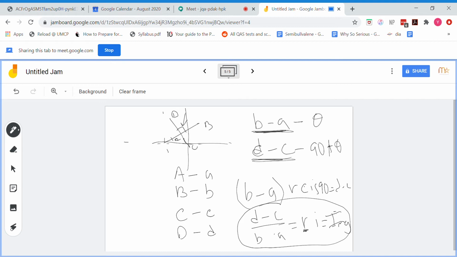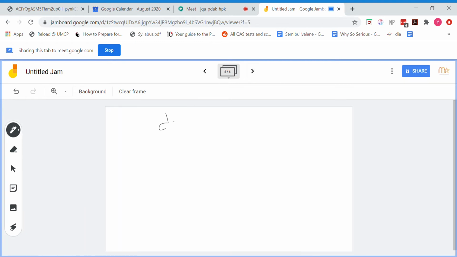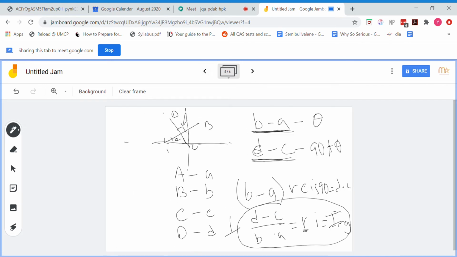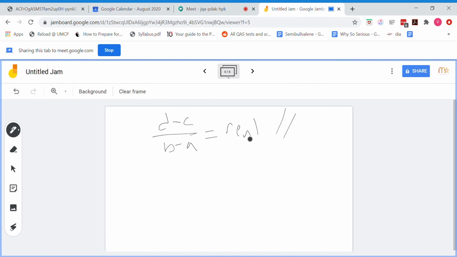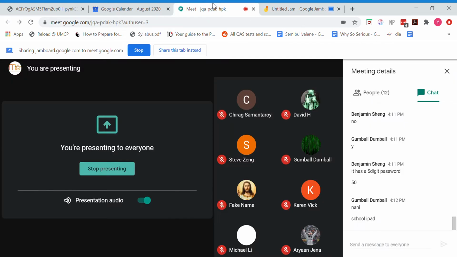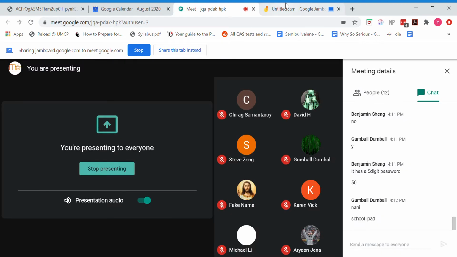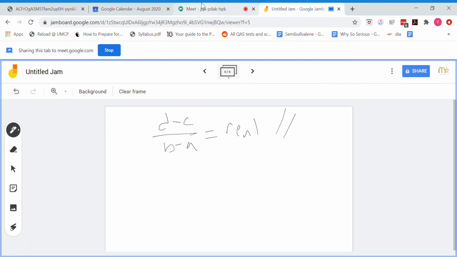Alright? And then a similar criteria applies for parallel lines, right? D minus C over B minus A must equal a real number, right? And we can derive that in a similar way. The previous one was for perpendicular lines, right? Okay. So, any questions so far on these complex number properties? These are just the basic properties of complex numbers. It's more important to see how to apply them.